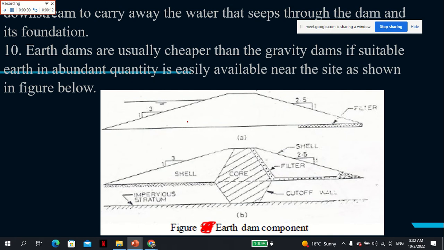Anyway, what I'm saying here is, for example, this is your earth dam, and this is the, okay. Can you see the drawing there? Can you see what I'm trying to write? What are you seeing on the screen? Are you seeing a drawing?